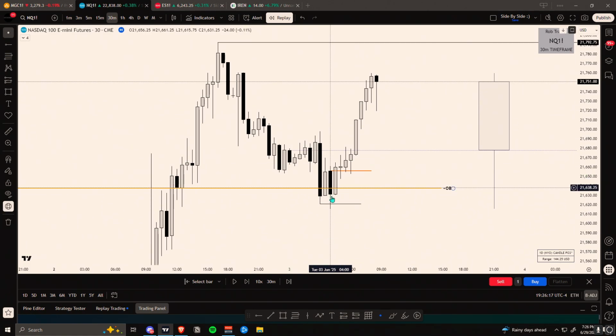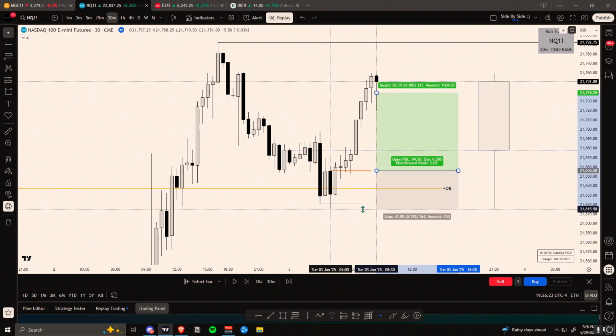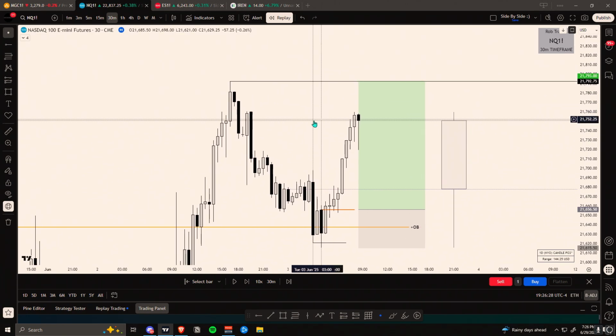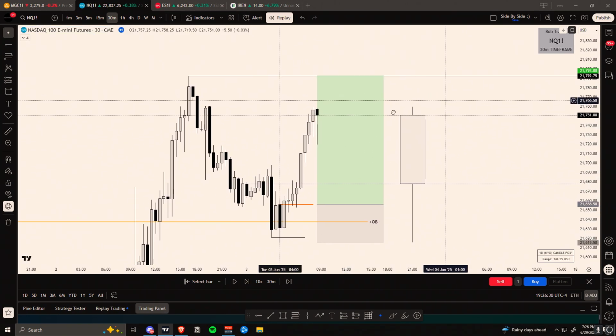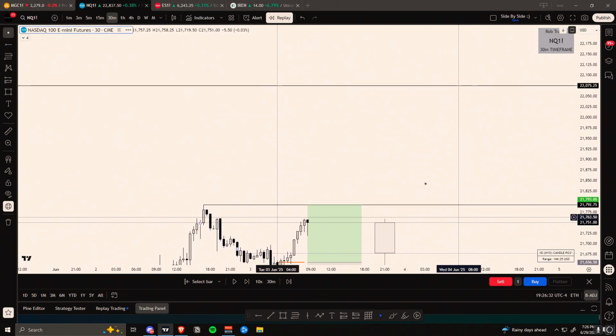There's SMT during a key time, which is London session. You could literally be entering here with your stop loss at the low. So now you have a 41-point stop loss for 136 points. And that's bare minimum, right? You could always hold some for up here.